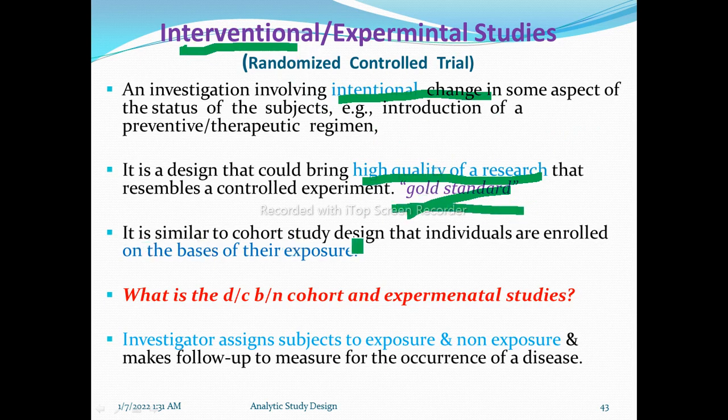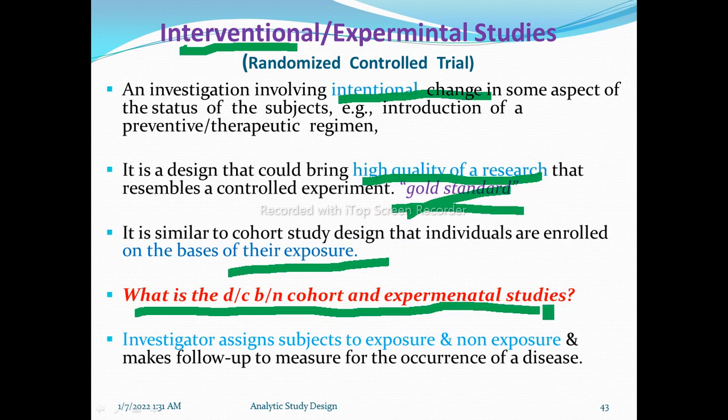It's similar to cohort study design in that individuals are enrolled on the basis of their exposure and followed for outcomes of interest. So, except for some single difference that is based on manipulation, all characteristics of cohort study design and experimental study design are similar. So it is similar to cohort study design. So what is the difference between cohort and experimental studies? Because of manipulation.